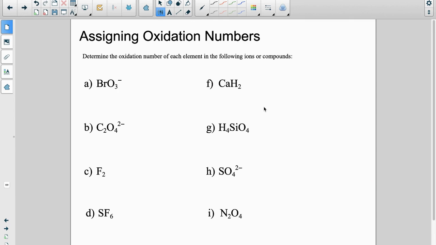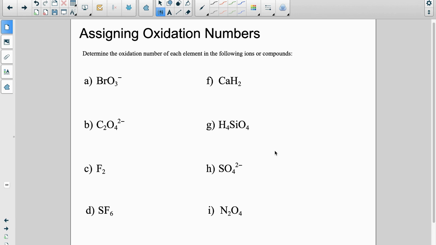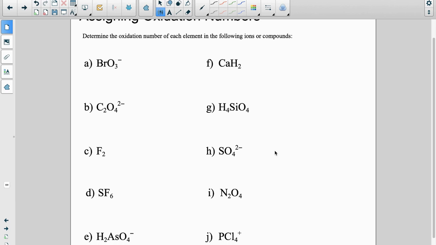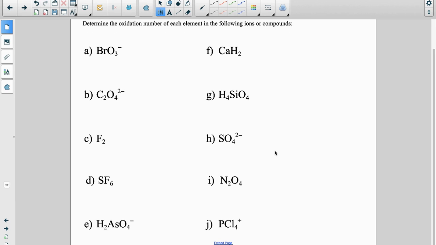So let's look at some examples now of assigning oxidation numbers. So here we have a bunch of different ions and compounds, and we'll take a look and try to assign the oxidation number for each element in the following ions or compounds. Now, it would be a good thing for you to pause the video and try these after I've done a couple examples and see if you are getting them correct. Okay, so let's start off with A here.